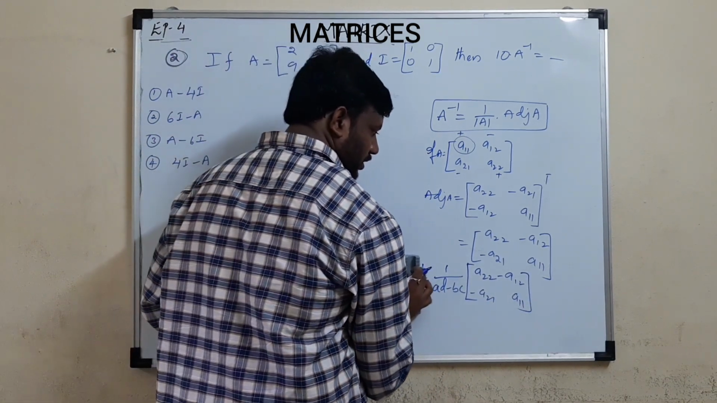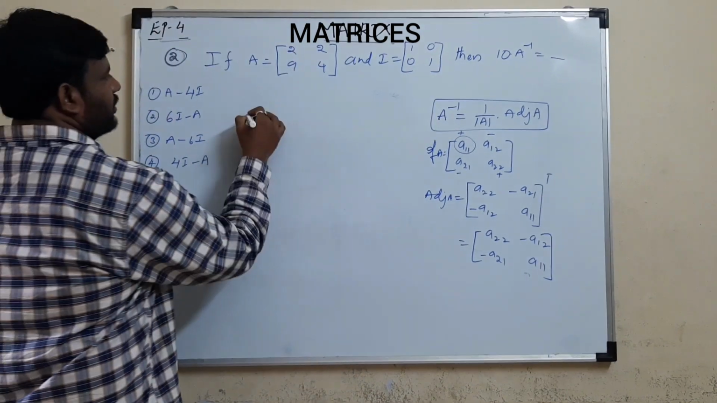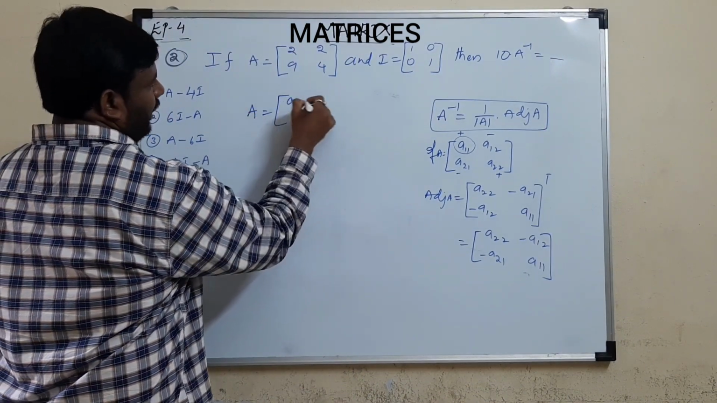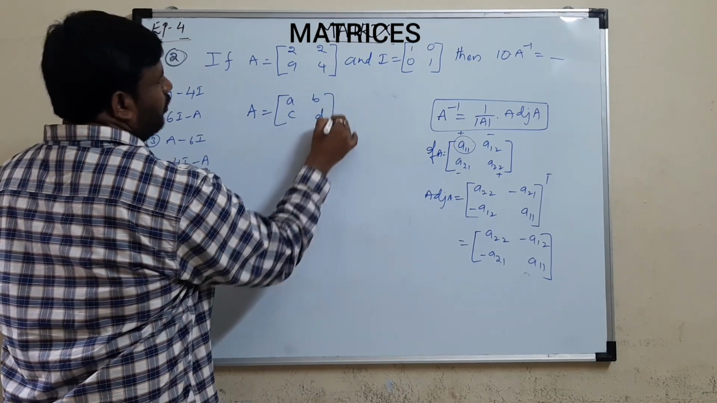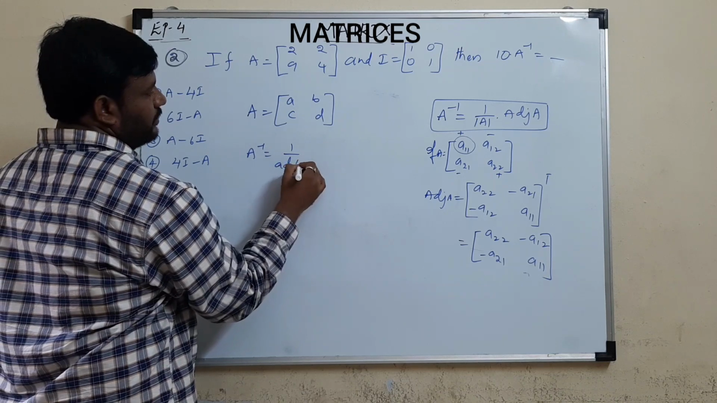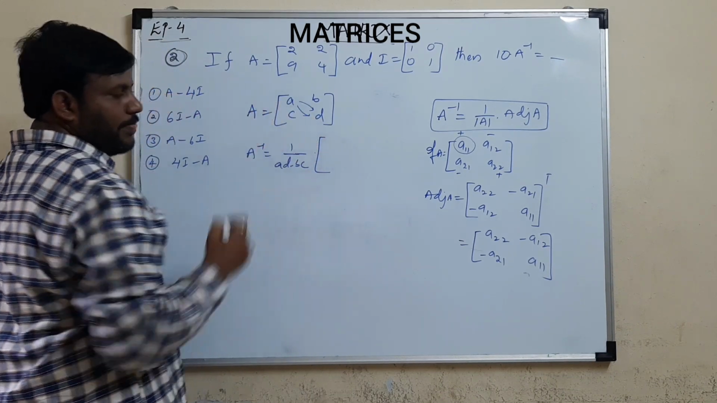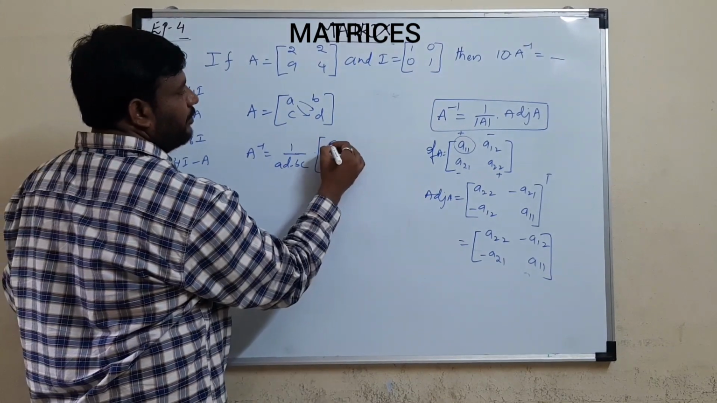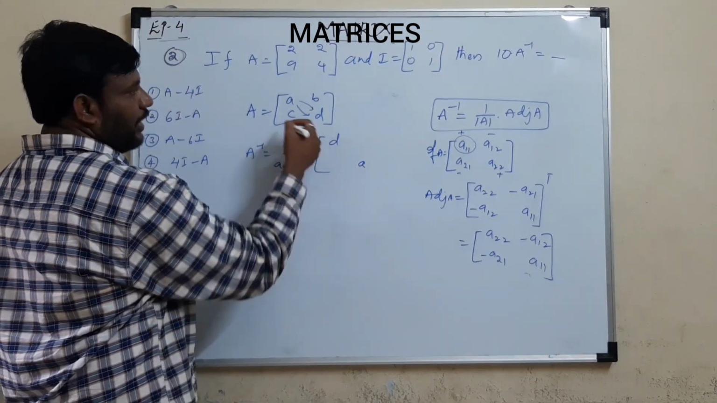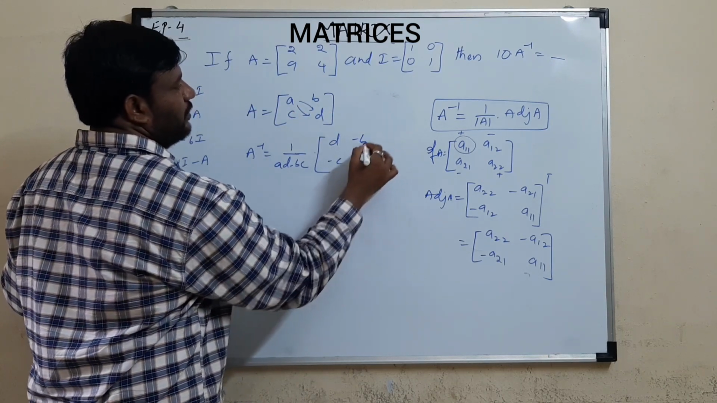Suppose there may be some confusion, so I go for taking here. Let us take A equal to [[A, B], [C, D]]. Then how to find A inverse directly? A inverse is nothing but 1 by (AD minus BC) into, we have to interchange the principal diagonal elements, and for the remaining non-principal diagonal elements, just put the opposite sign. So you get minus B, minus C.